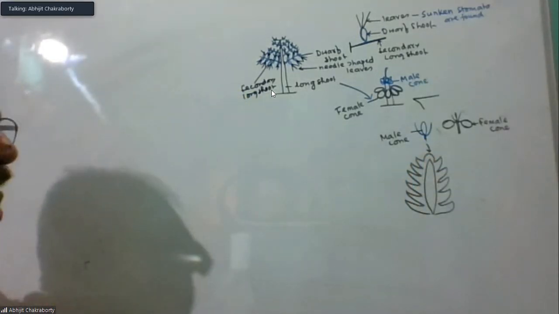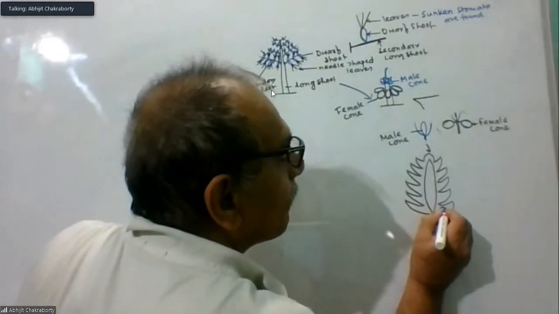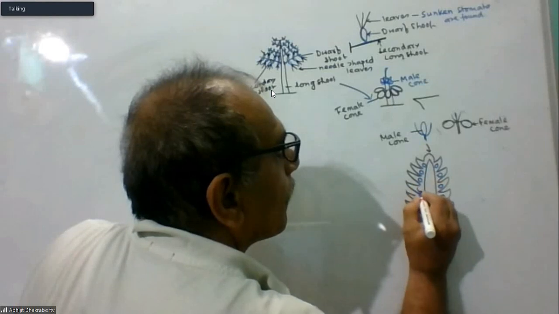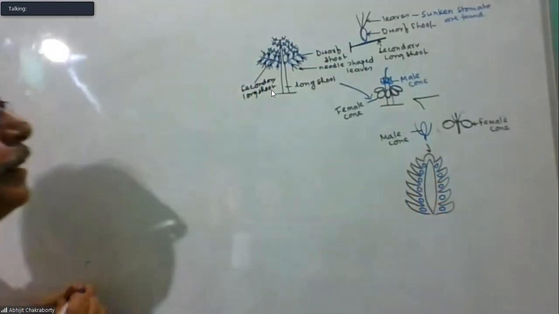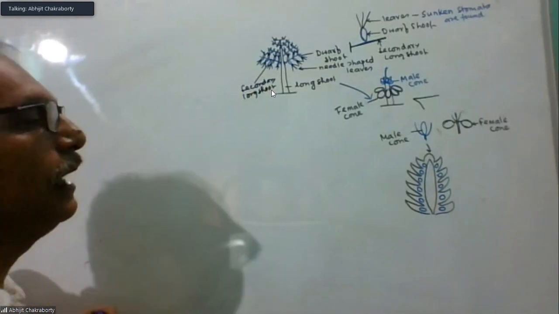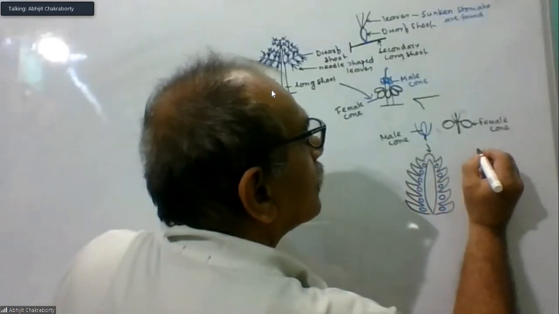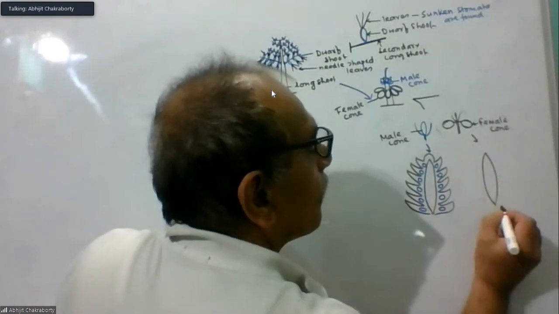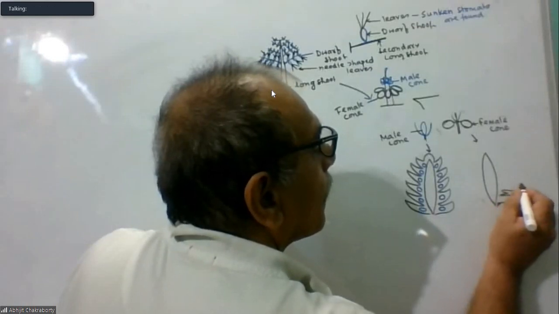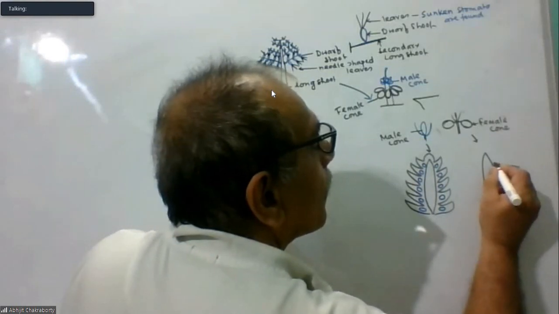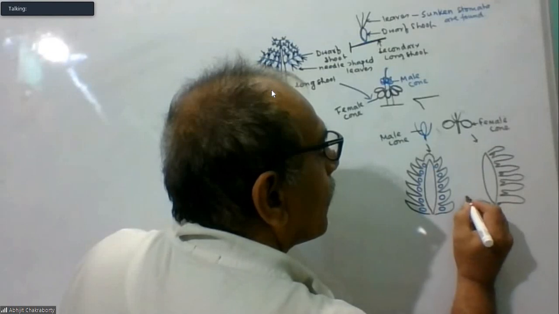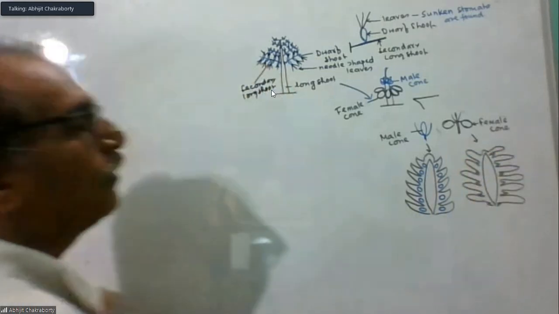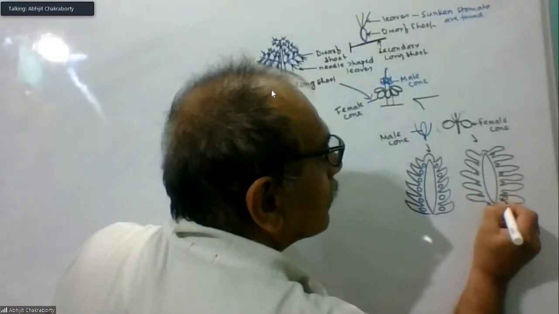In cross and longitudinal section, it is the male cone, and at the base, next, in case of the female cone, in LS, within cross section and here at the base, you will get an anatropous ovule.